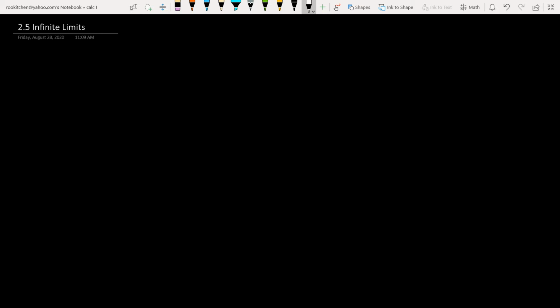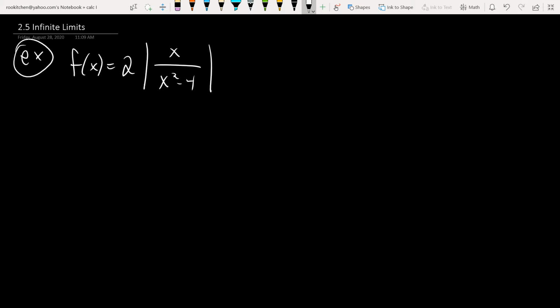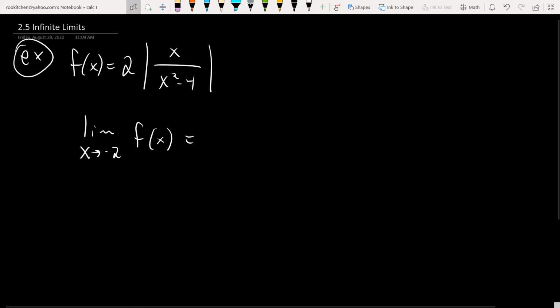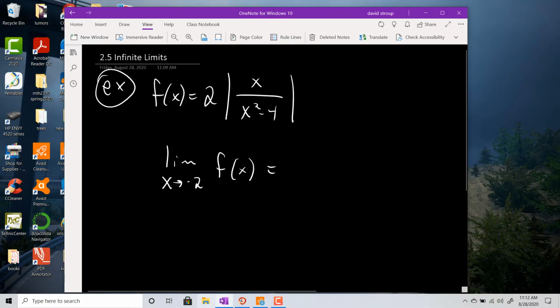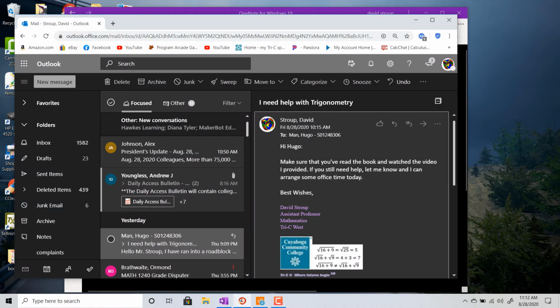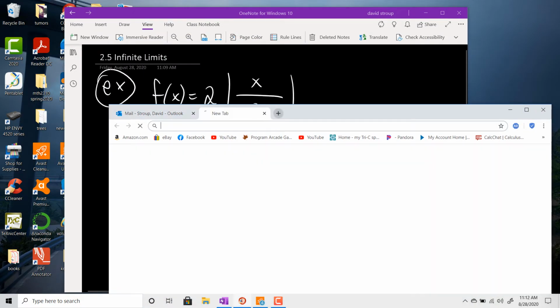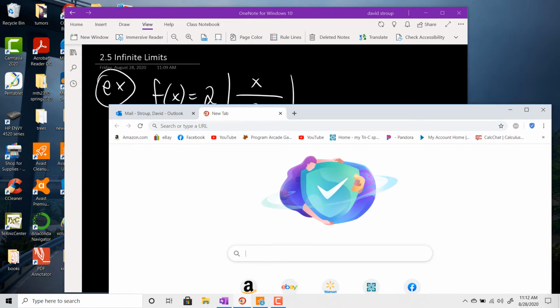Okay. So let's look at an example from the book. We have this really funny looking function, 2 times the absolute value of x all over x squared minus 4. We want to know what is the limit as x approaches -2 of f of x. Let's go into Desmos and see if we get a nice picture, because I'm curious as to what this thing looks like. I'm sure some of you are as well.